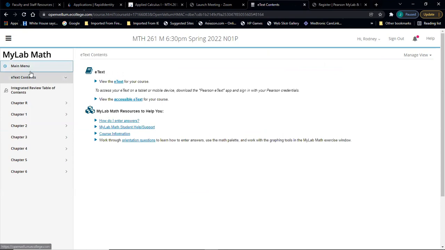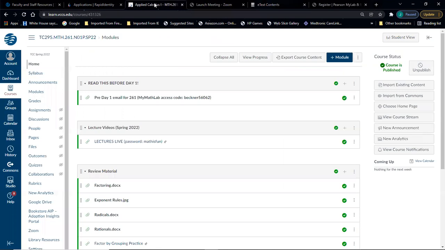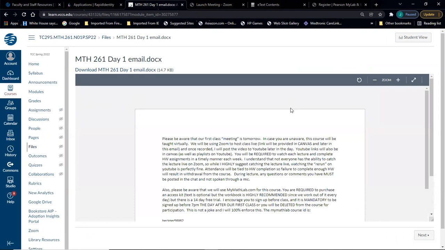So you have an interactive MyMathLab homework. You have the textbook available to you. But in addition to that, in the Canvas course, some of the stuff that I think is super important. So this is what your Canvas course looks like. So this pre-day one email I mentioned earlier with the MyMathLab code here, and just in case. So if you did not get an email from me, this is exactly what was said in it.